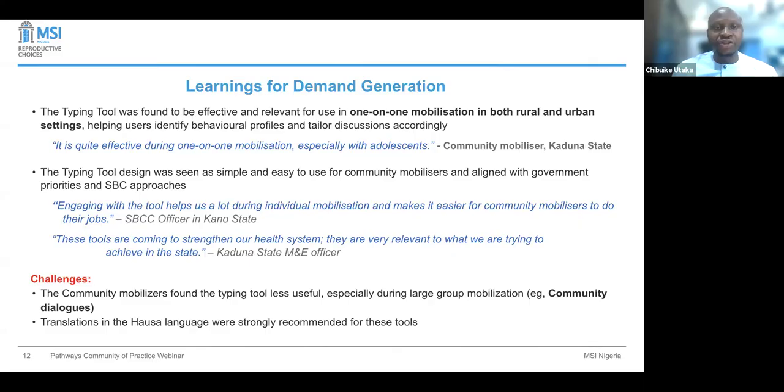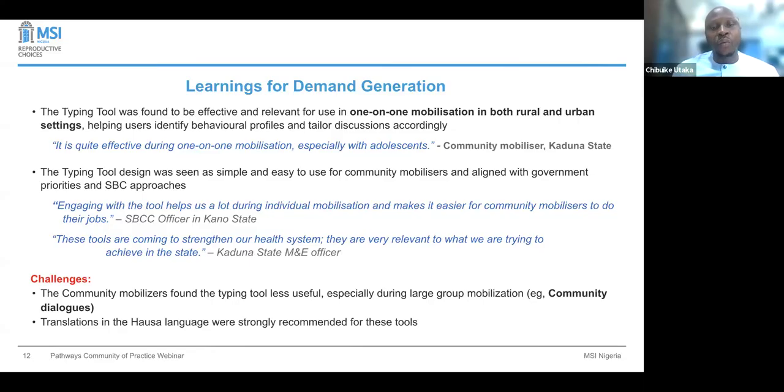And just to mention also that in these states, we are also working in Kano State, for instance, as well as Kaduna State, to help in designing an SBCC strategy for the states. And this is in process now. So from the feedback we got from them, this kind of aligns with those plans in place for demand generation in the state.